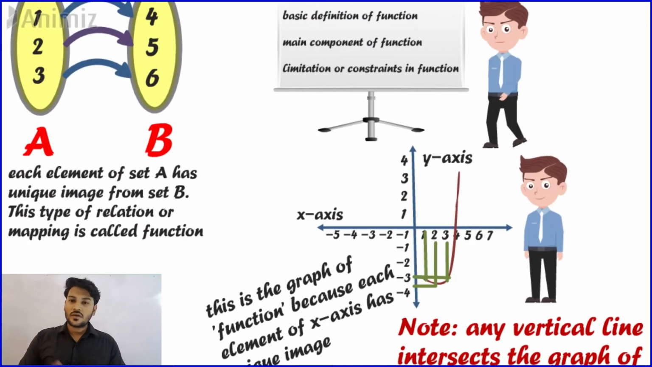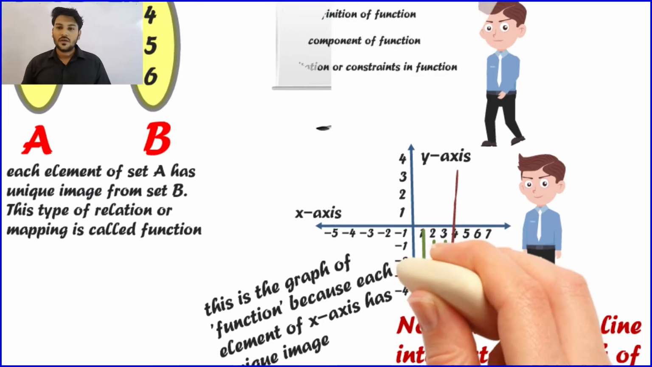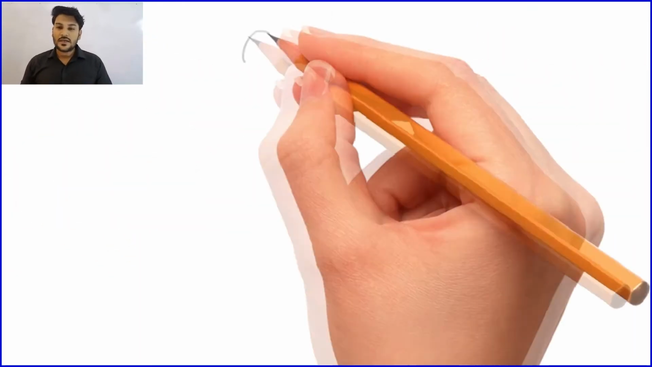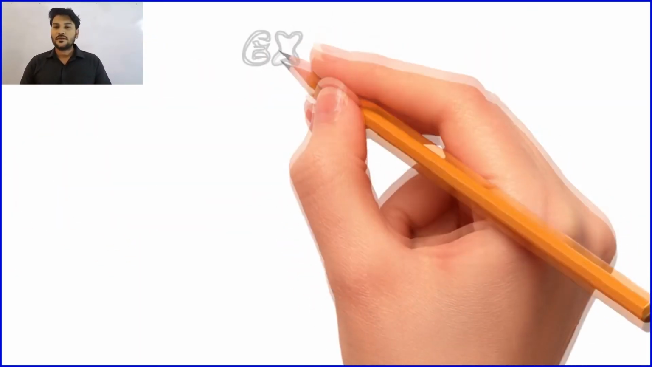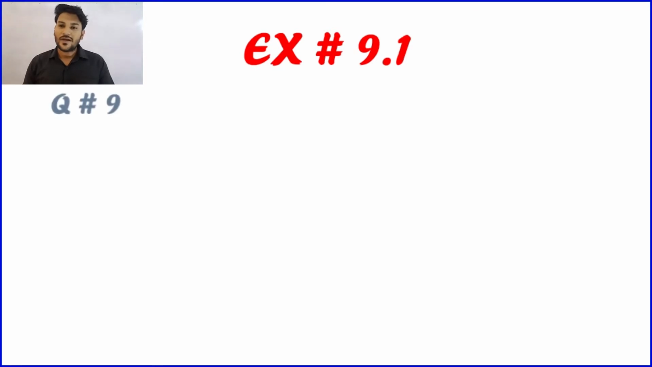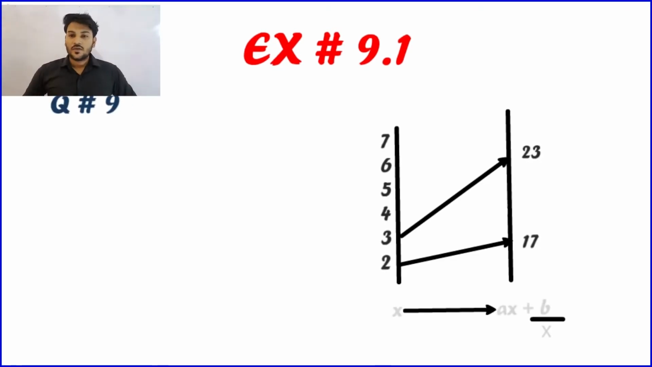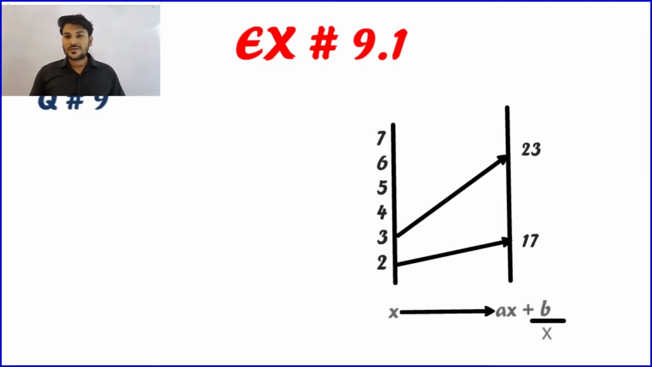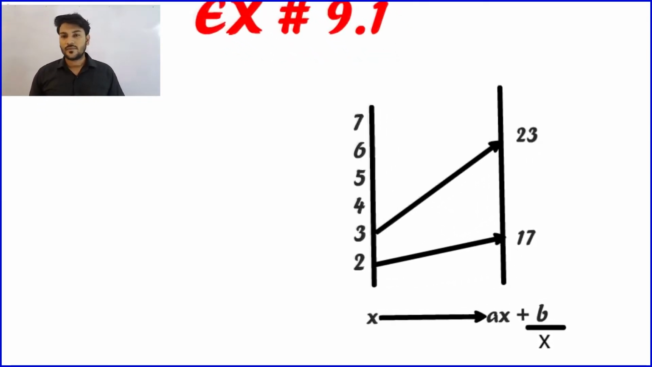So that's all about the previous lecture. Now we start exercise 9.1, and in this exercise almost 17 questions have to be done. But I picked question number 9 because most of the concepts will be understood by doing this question. So in question number 9, what is the information given?